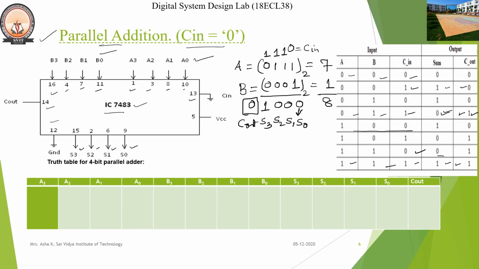Now let us summarize this in the truth table. We have first our A3 bit, that is equal to 0, A2 bit is equal to 1, A1 bit is equal to 1 and A0 bit is equal to 1. And next we have the case B, that is B3 bit is 0, B2 is 0, B1 is 0 and B0 is 1. After performing the parallel addition, we will be having the output, that is S3 bit is equal to 1, S2 is 0, S1 is 0, S0 is 0 and it produces the output C out is equal to 0.